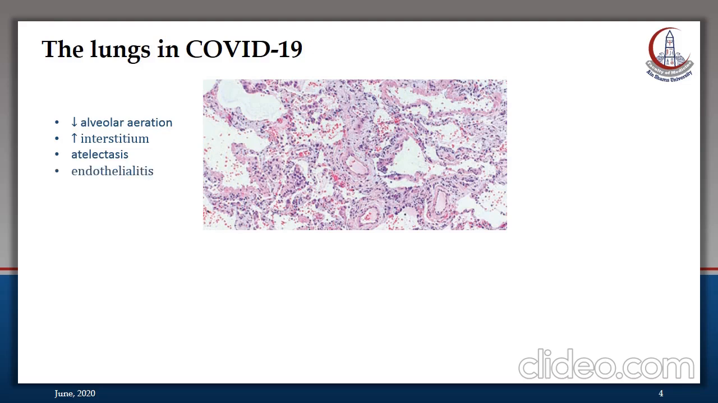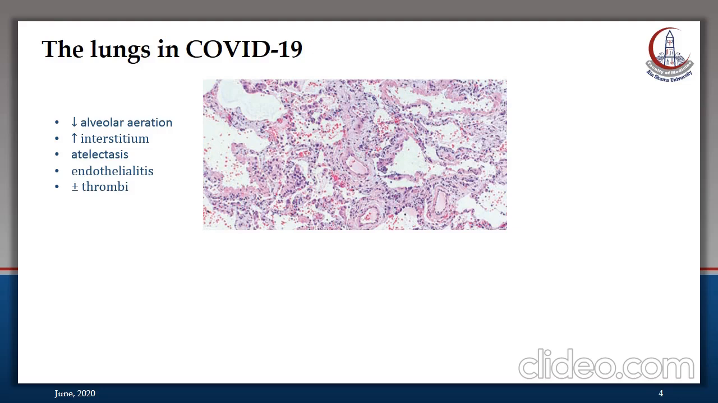The fourth criteria, which is found in the autopsies of COVID-19 of the lungs, is endotheliitis, which is inflammation and disruption of the endothelium of the pulmonary vascular bed at the area of affection. And finally, there may be obstruction of the microcirculation with thrombi.